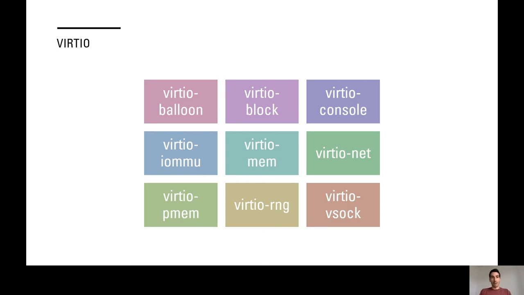Virtio Net, it's just about, of course, providing a network interface to the guest. Virtio PMEM is about creating a persistent memory device inside the guest. It's showing up as a block device as well. Virtio RNG is the random number generator device, which can be backed usually by /dev/urandom on the host. And Virtio VSOCK is the virtual socket I was talking about earlier when I mentioned we needed a communication channel between the host and the agent running in the guest, in the container use case.